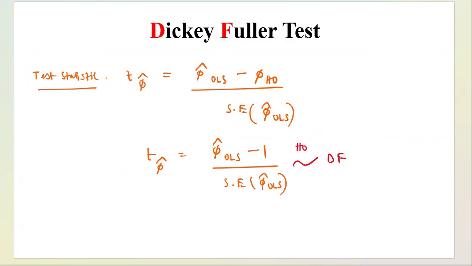Now, what do we need for testing this hypothesis? We need a test statistic. What is the test statistic? The test statistic will depend on the value of phi only, the estimated value of phi. T will be depending upon phi cap. Phi cap is basically the OLS estimator of phi.